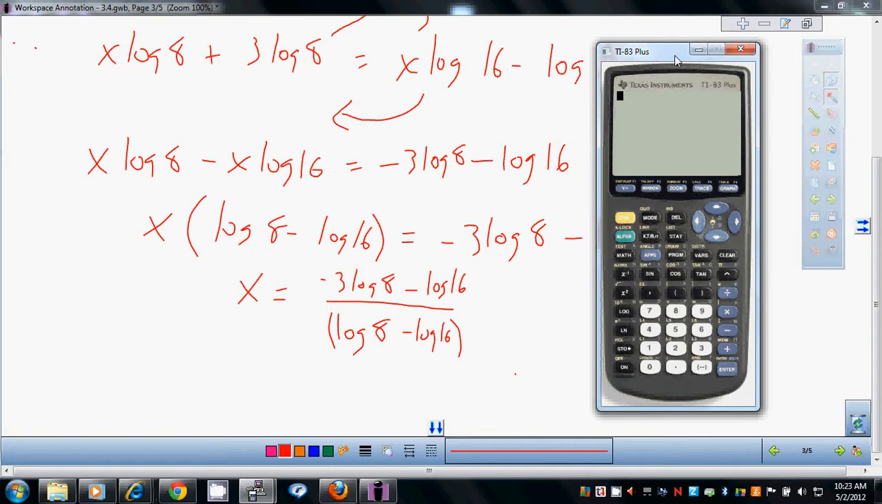Hold on. I want to plug it in. Okay, so parentheses for the numerator: negative 3 log 8 close, minus log 16 close the numerator, divided by log of 8 minus log of 16, and it is 13 when you punch it in the calculator. Probably a parentheses issue.